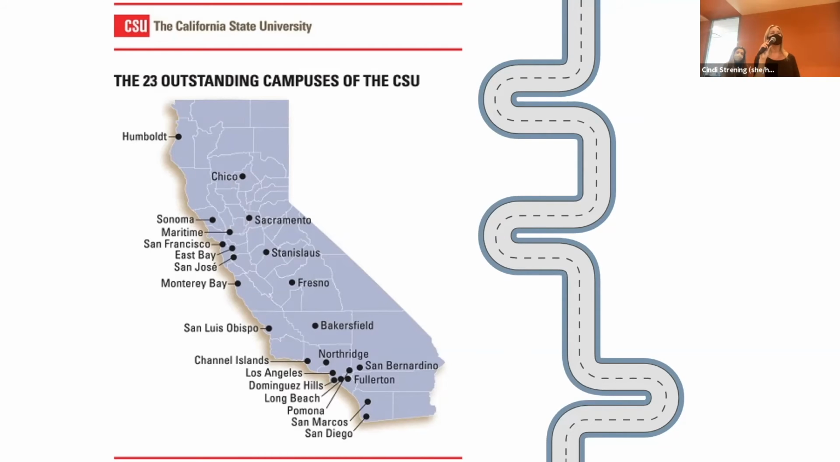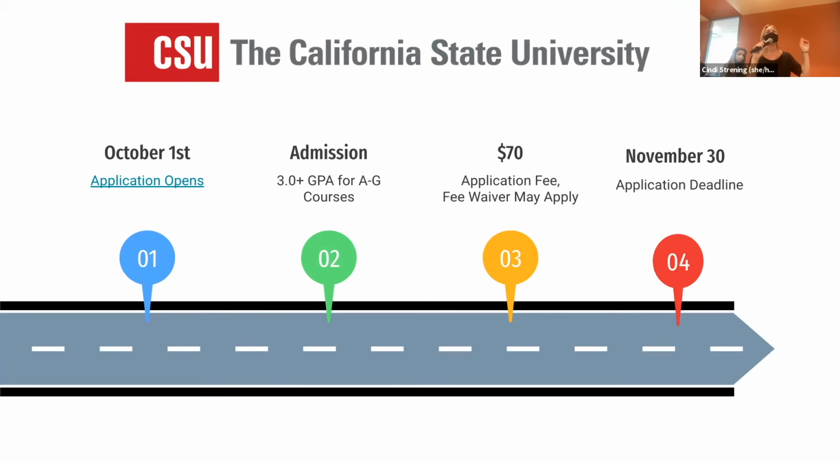Now, CSUs, there's 23 CSUs. How many of you are interested in CSUs? Yeah, like SDSU. San Marcos. Go Aztecs, yeah, okay. So for the CSUs, these start October 1st. You have about a month before this application opens.